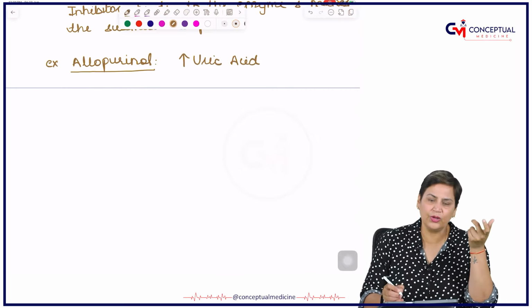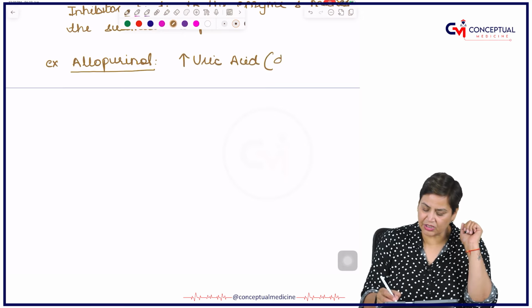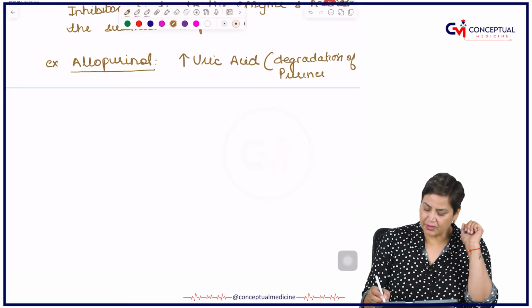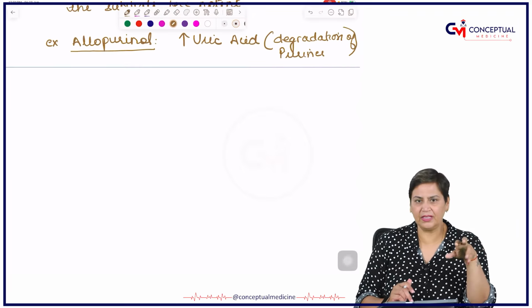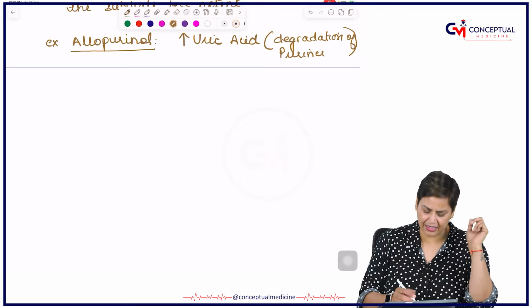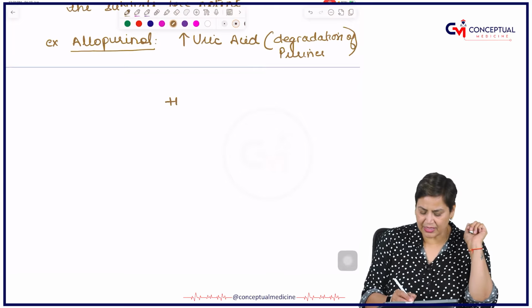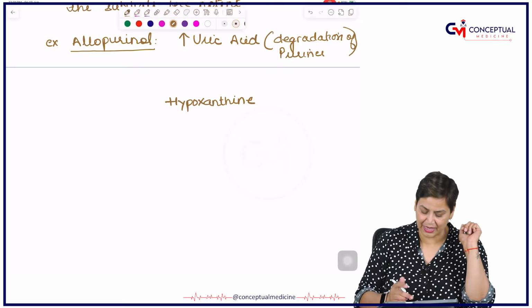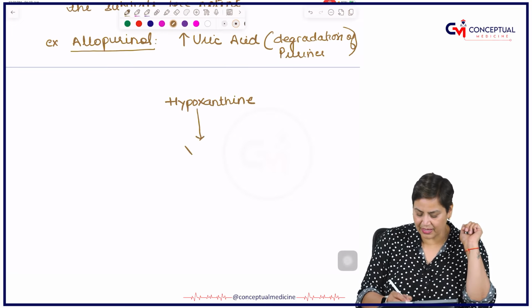We know what uric acid is. Uric acid comes from the degradation of purines. If we draw purines, we know that AMP, GMP and IMP are there, but I am not going into that much detail. I'll just focus on the major reaction. Whether it is adenosine monophosphate, guanosine monophosphate or inosine monophosphate, they are going to form hypoxanthine. This hypoxanthine will be converted to xanthine, and this xanthine will be converted into uric acid.